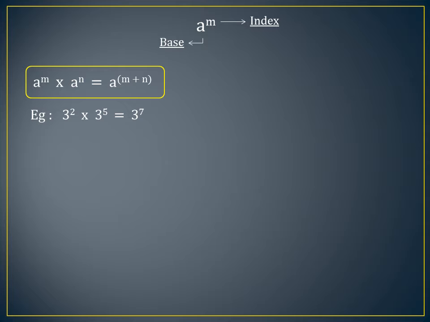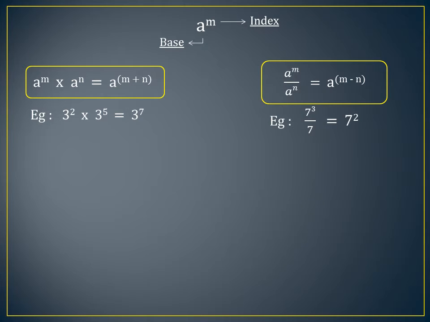The next rule is a raised to m upon a raised to n. So if two such values with the same bases are divided, then the final answer will have the difference of their powers, that is m minus n. For example, if we have 7 raised to 3 upon 7, now 7 means the power is 1. So that will give us 7 raised to 3 minus 1, which is 2.